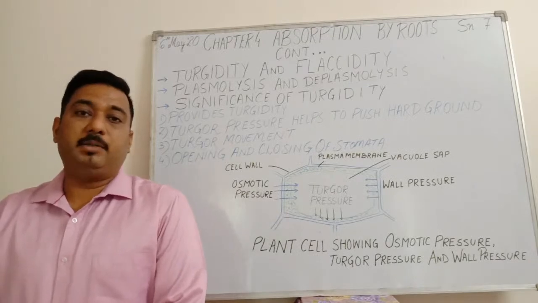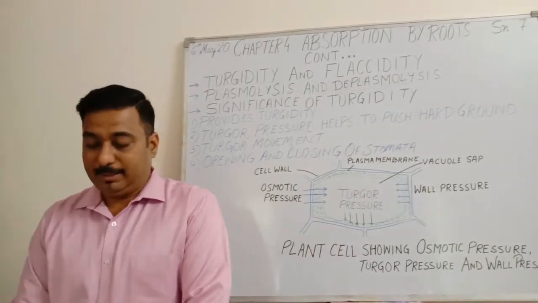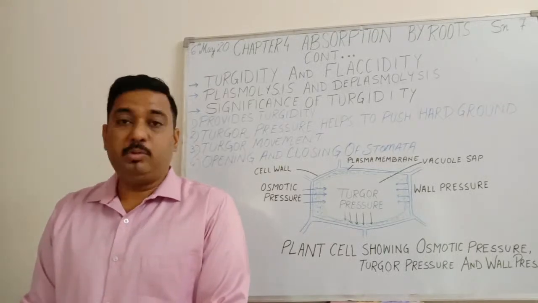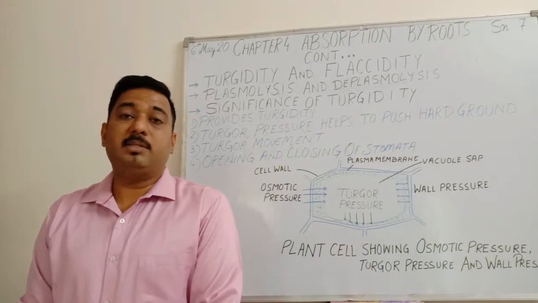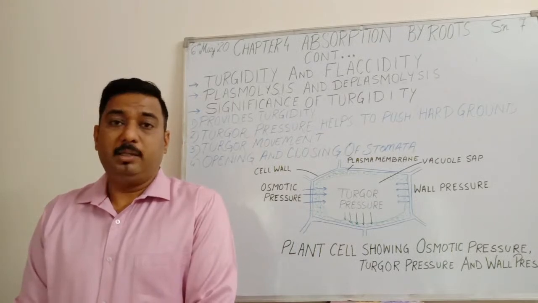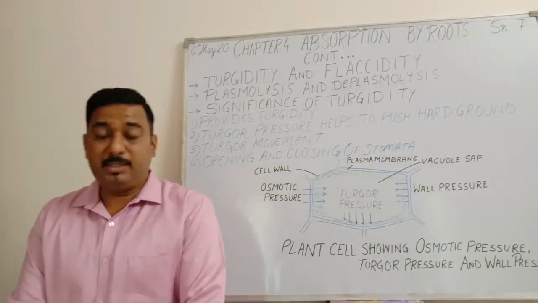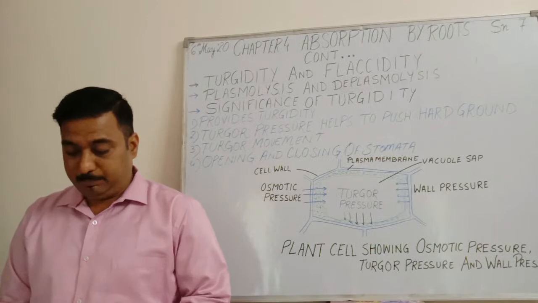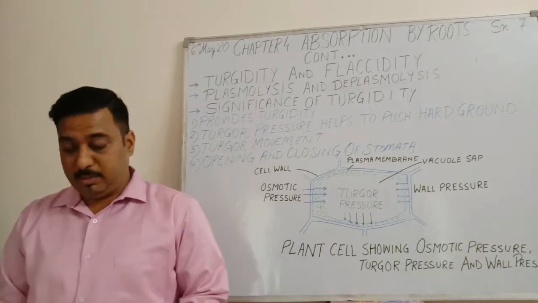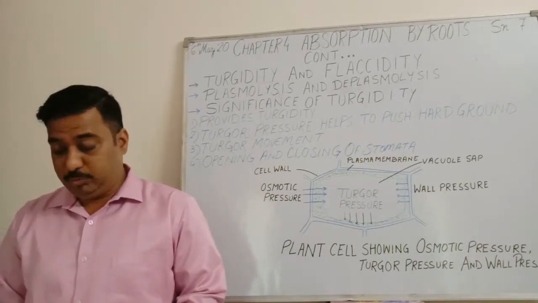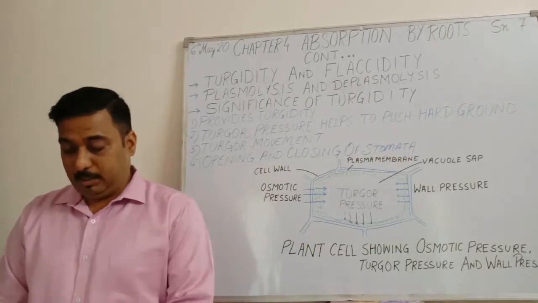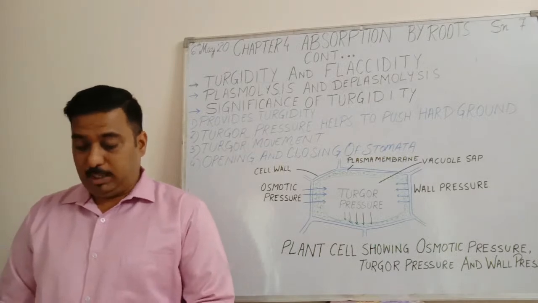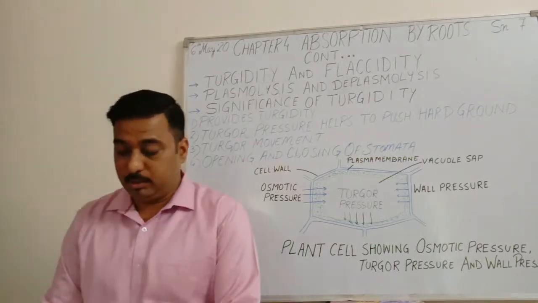We will be continuing our chapter number 4, that is absorption by roots and rise of water up to xylem. So yes, in the previous class I had explained the topic, and now we will be moving a bit further. In the previous class I had explained osmotic pressure, experiments to demonstrate osmosis using cellophane paper, and then diffusion, imbibition, absorption and conduction of minerals in water.